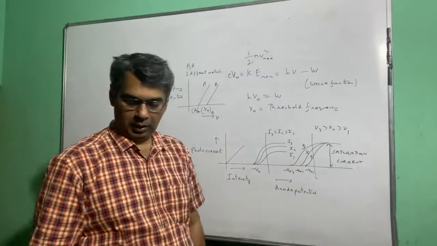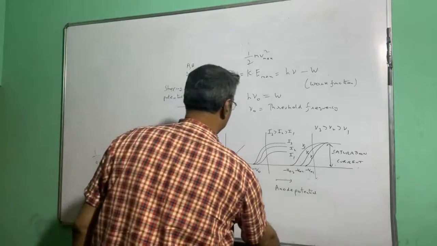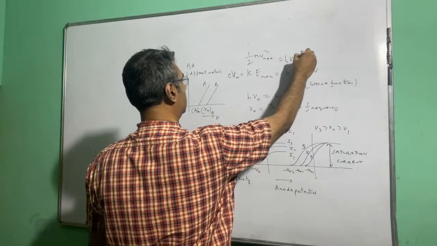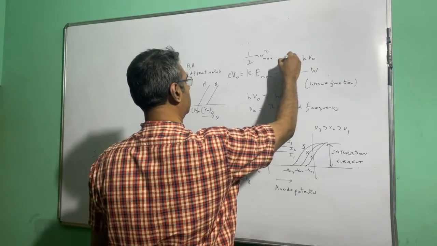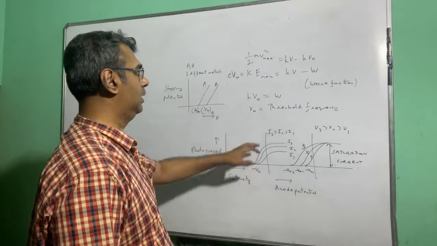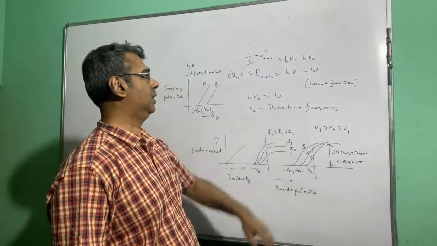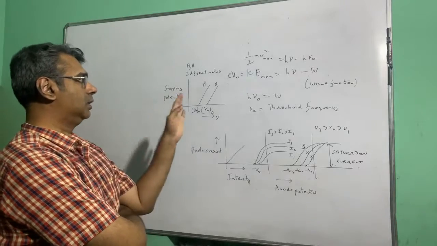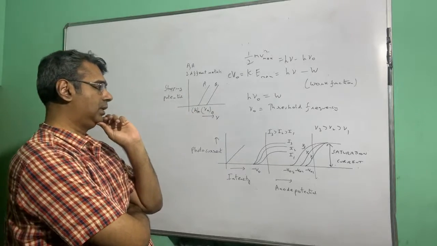So if you want, you can make one alteration: you can write h into nu minus h into nu naught. So instead of writing h nu minus work function, you can write h nu minus h nu naught. You can do that also. So this is the details of photoelectric effect.